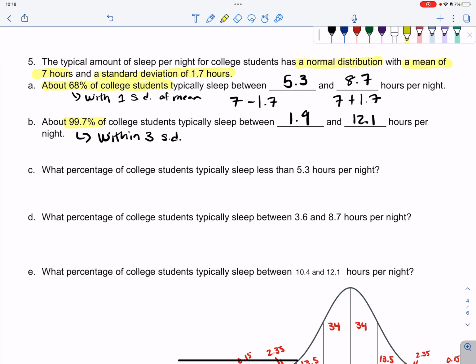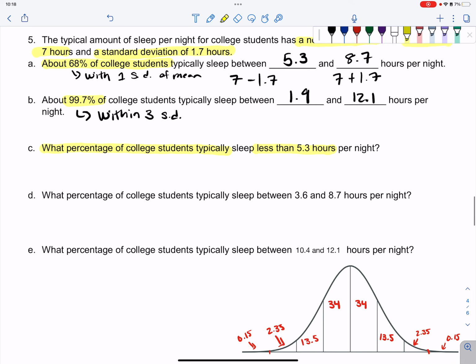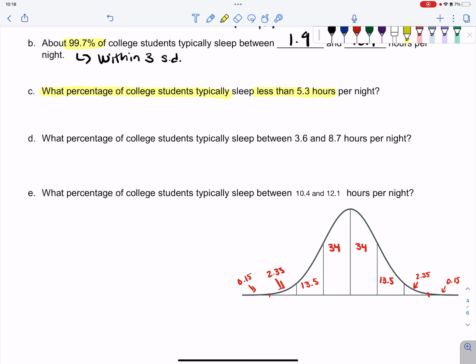The next problem, we are asked what percent of college students typically sleep less than 5.3 hours per night. So now I'm going to scroll down to my normal distribution picture that I have here. I have all the percentages labeled for it, but I need to put in my values for the mean and going +1 and -1 and so on for our standard deviations. And what's helpful for this is to actually use our values for the amount of hours. So we know our mean is 7, so I'm going to put that directly in the middle where the mean would go for our normal distribution.